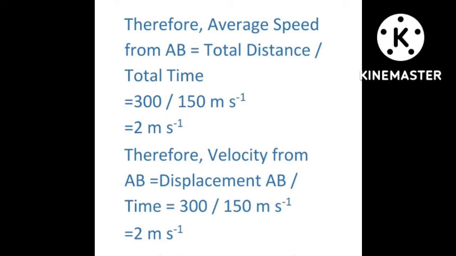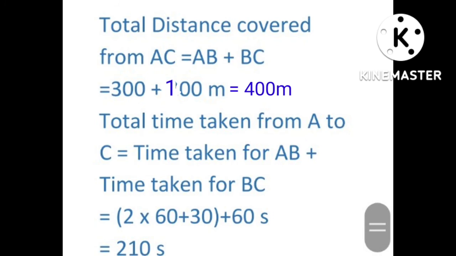So what value we can write here? 300 is the displacement and time is also the same, 150. So we will get 2 meter per second. Here distance and displacement are same. That is why we are getting same average speed and average velocity. Now we can move to the second part of this question. Here we have to calculate from A to C the average speed and the average velocity.